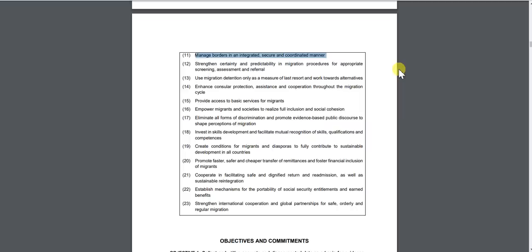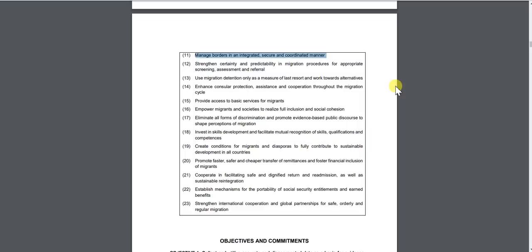Number 13, use migration detention only as a measure of last resort and work towards alternatives. Number 14, enhance consular protection, assistance, and cooperation through the migration cycle. Number 15, provide access to basic services for migrants. Number 16, empower migrants and societies to realize full inclusion and social cohesion. Number 17, eliminate all forms of discrimination and promote evidence-based public discourse to shape perceptions of migration. Number 18, invest in skill development and facilitate mutual recognition of skills, qualifications, and competencies. Number 19, create conditions for migrants and diasporas to fully contribute to sustainable development in all countries. Number 20, promote faster, safer, and cheaper transfer of remittances and foster financial inclusion of migrants.